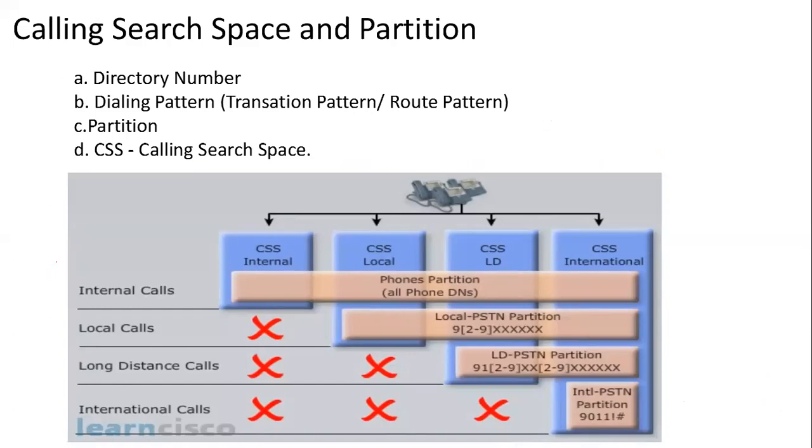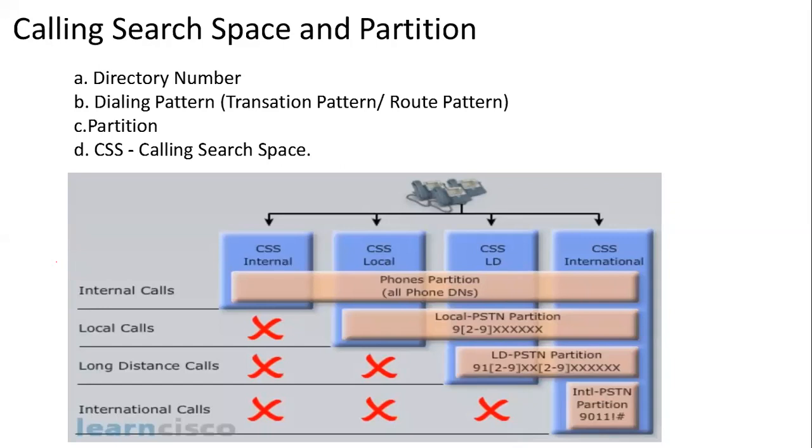call or receive a call are the directory number and dialing patterns. Dialing patterns can be translation patterns and route patterns. Translation patterns are involved for the internal translation of that particular site, and route patterns are involved when the call is going out using the gateway or going to the PSTN provider. Then there is a partition and CSS, calling search space.